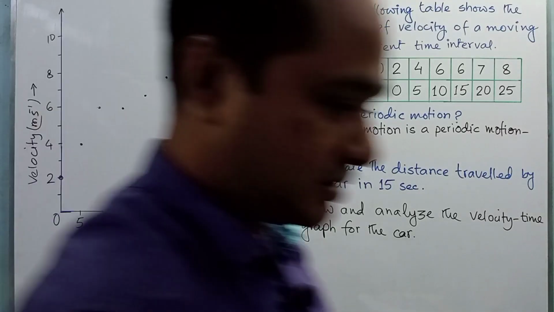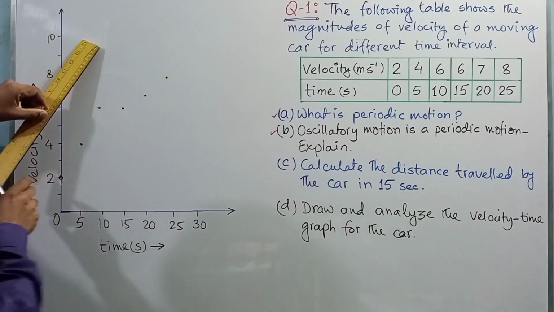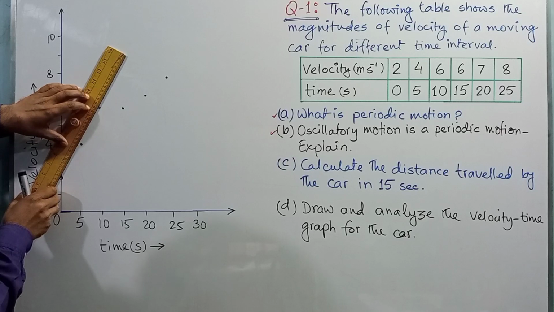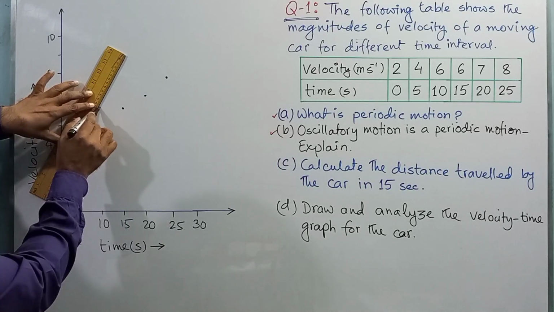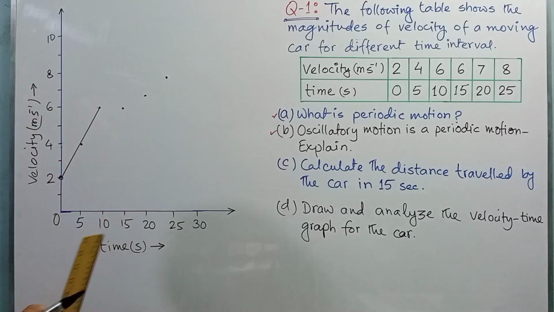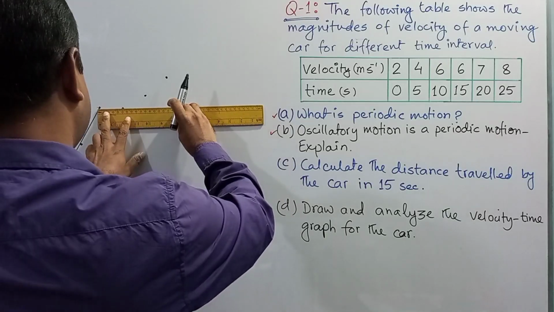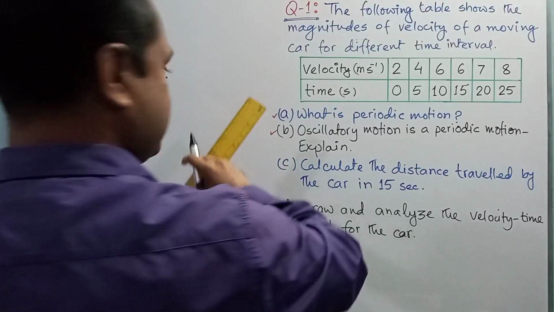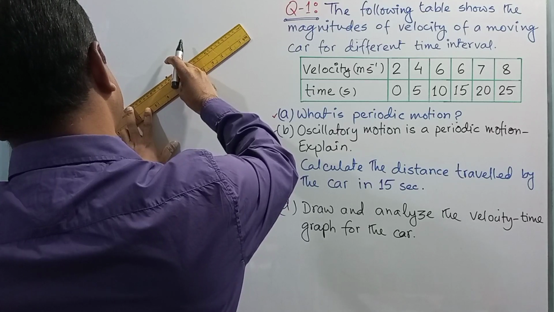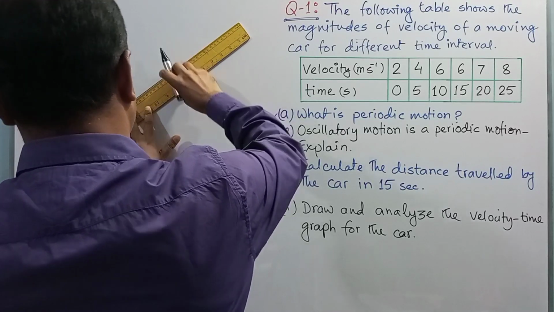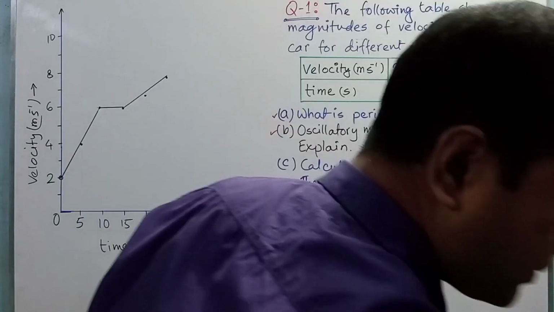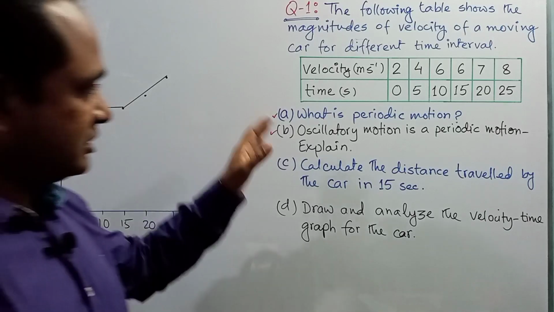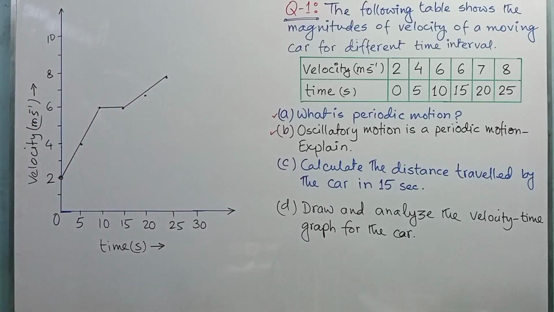Okay. So dear student, now we have to join the points. For the first 10 seconds, the velocity of the car increases uniformly. Then next 5 seconds, the velocity was constant, and next 10 seconds, the velocity again increases uniformly. Right? Dear student, this will be the graph of the motion, that is graph of velocity versus time for the car. Now we have to give an analysis or explanation.